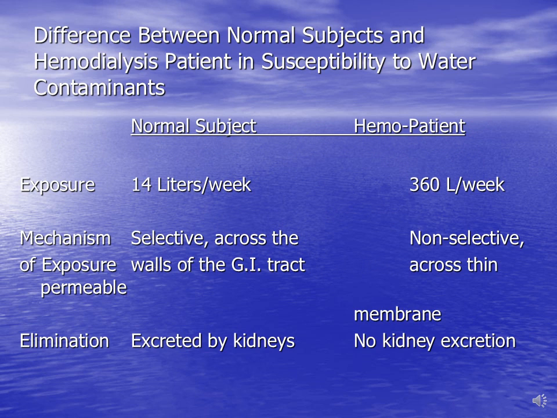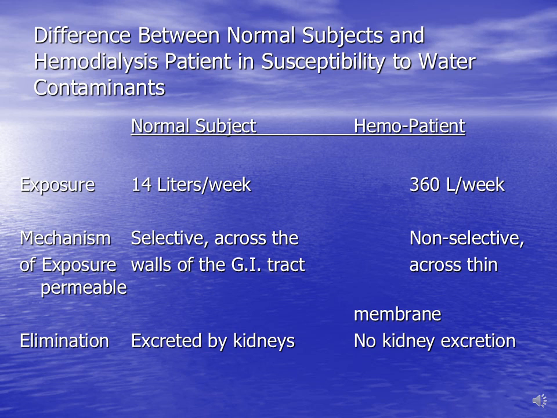The difference between normal subjects and hemodialysis patients is included in this chart. As you can see, the normal subject is exposed to 14 liters of water per week, calculated from the 2 liters a day consumption that each individual should normally have. A hemo patient is exposed to 360 liters per week. That is calculated from the dialysate flow and the typical number of hours dialysis is on. So 500 cc's per minute times 3 hours gives you about 360 liters per week exposure.